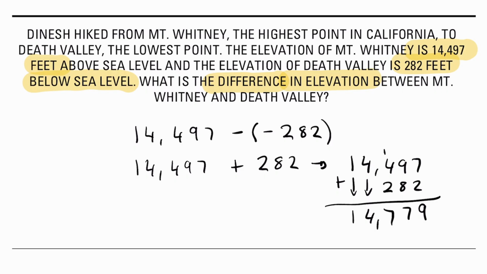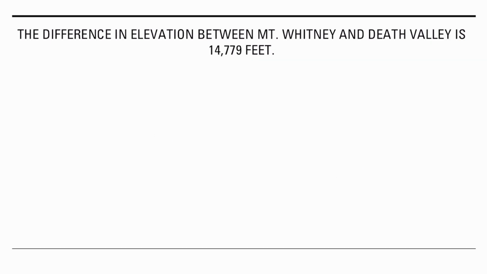14,779. So to answer the question, you could say something similar to, the difference in elevation between Mount Whitney and Death Valley is 14,779 feet. So here, the difference in elevation between Mount Whitney and Death Valley is 14,779 feet. So I think I said that exact same thing a second ago, so that's probably a good sentence to put at the end.